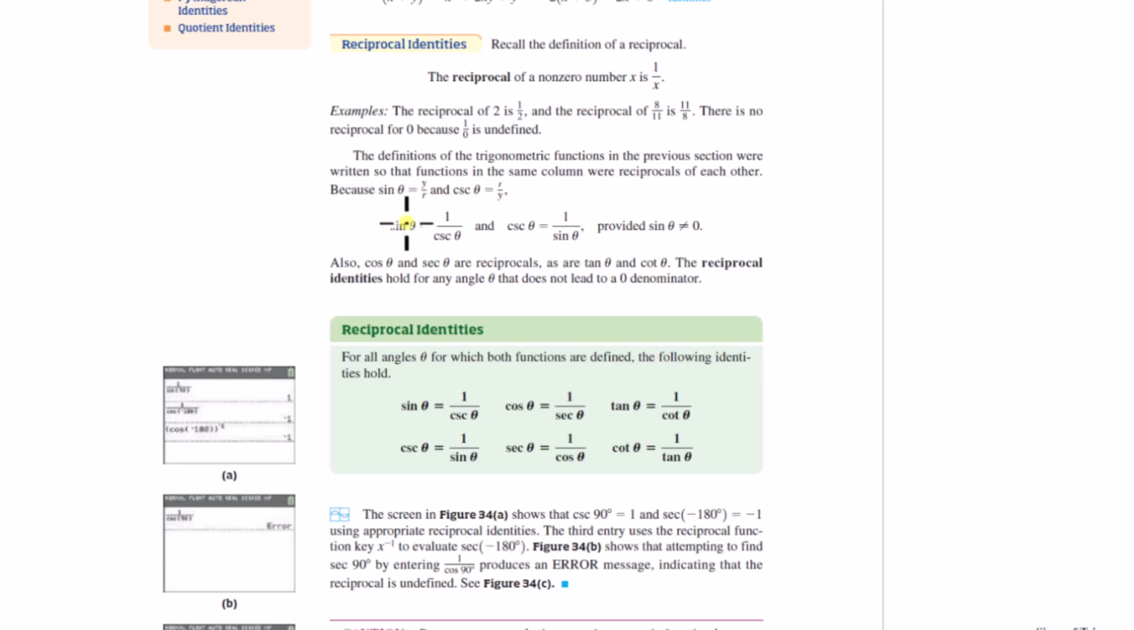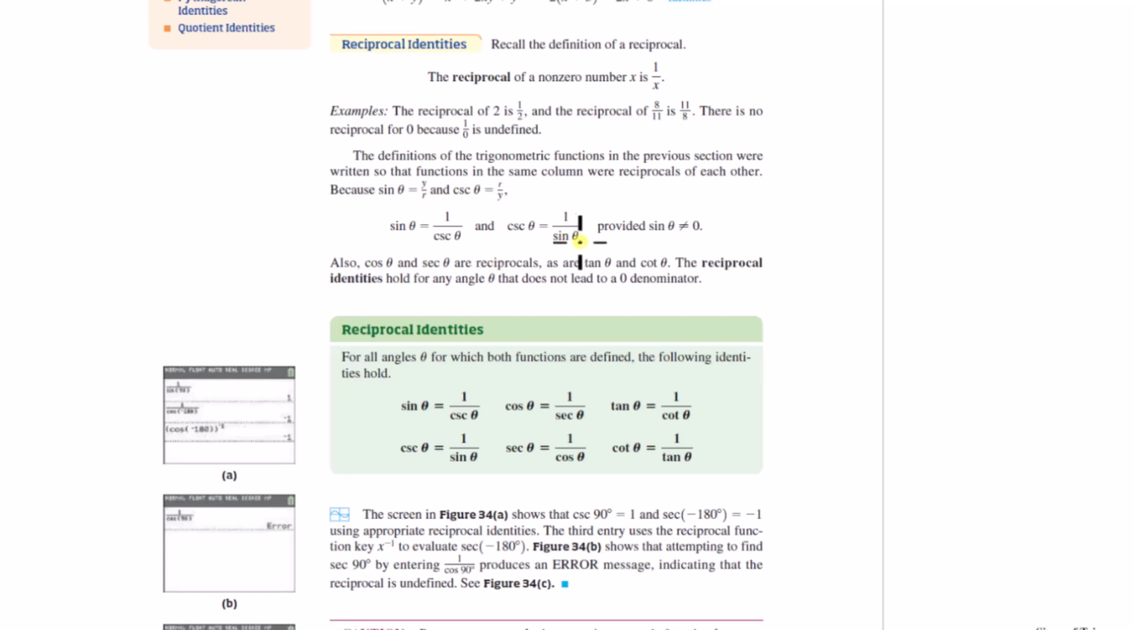But from the general definition of trig functions, what we could see is that sine of theta was y over r, and then cosecant was r over y. They're reciprocals. And that's where the reciprocal identities come from. Sine theta is 1 over cosecant theta, and then cosecant theta is 1 over sine theta. You can write it either way. Sine is the reciprocal of cosecant, and cosecant is the reciprocal of sine.